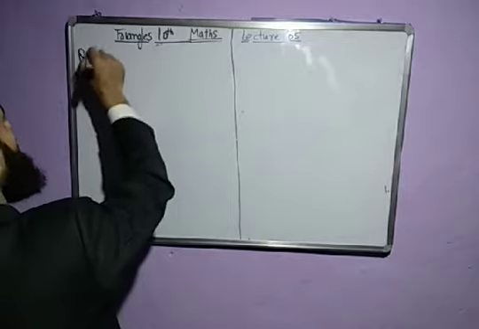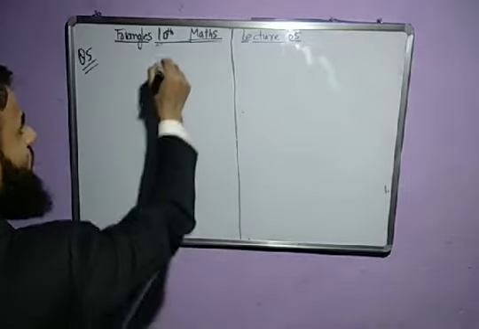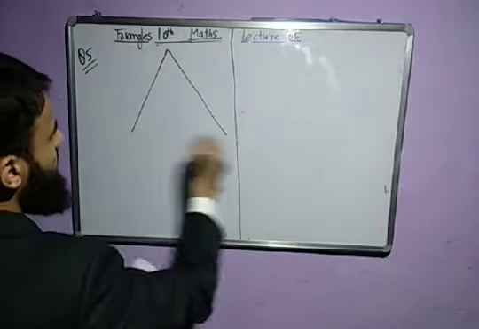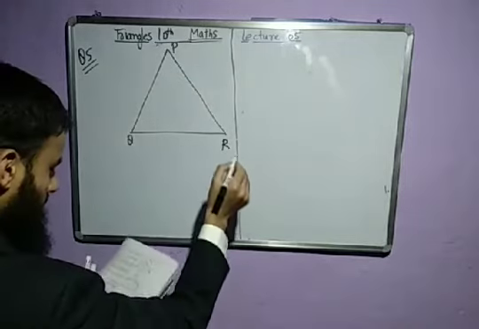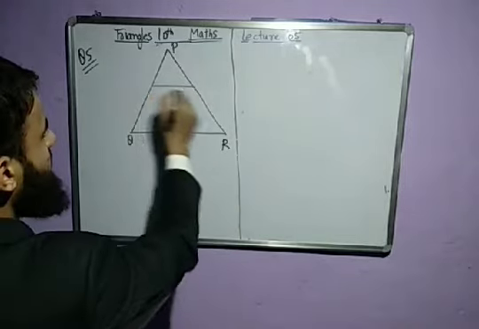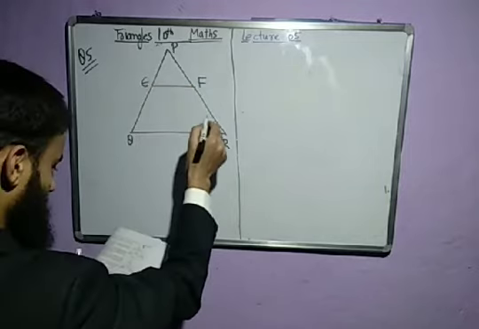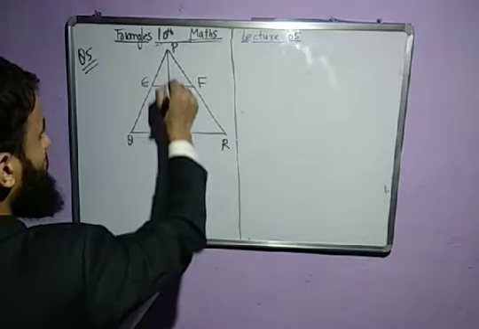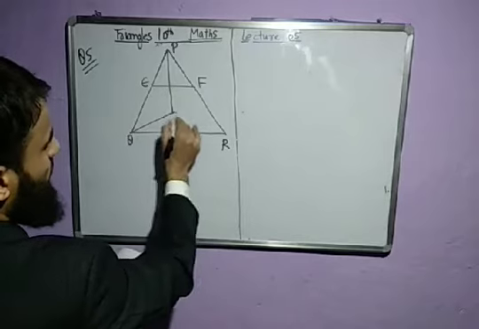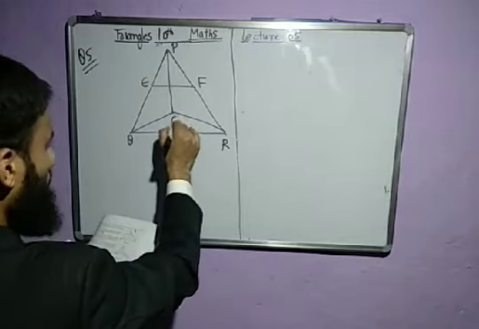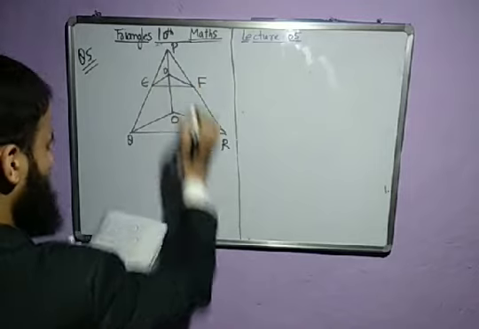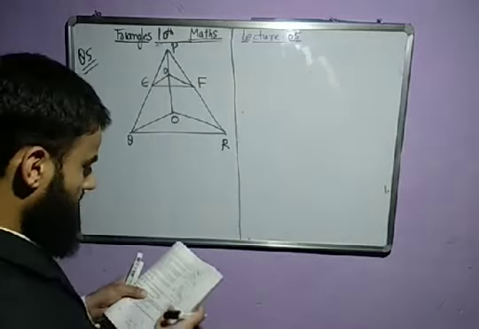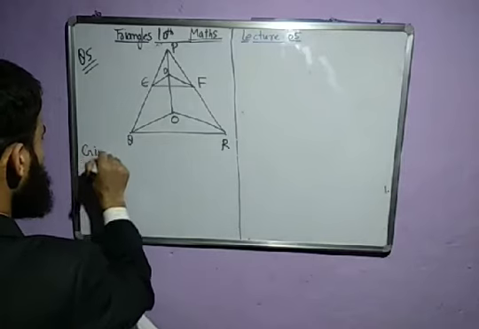Question number 5 is simple. It is saying that you have a triangle PQR. So this is my triangle PQR. And there it is EF. And we have it like this. This is my O. This is D. Okay. So what is given, we'll write here.